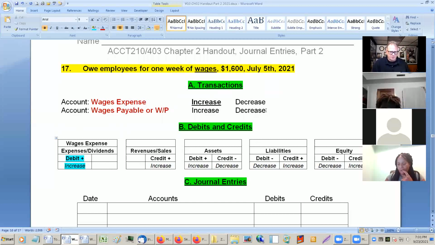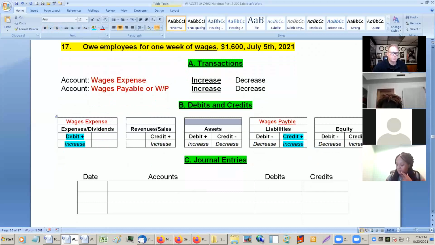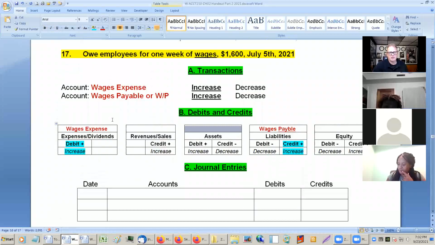Wages payable or accounts payable could be the liability. Yes. If you use accounts payable, that's fine too. And increase. Okay, so wages payable will be going up. Oh, I didn't say what it was doing. I should have asked you guys. I already said it. Can't put the genie back in the bottle. So wages payable, those are both going up. We now owe our employees $1,600.